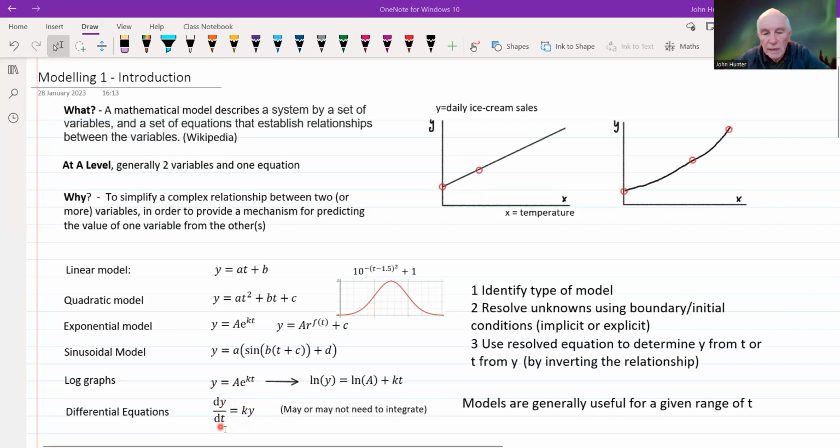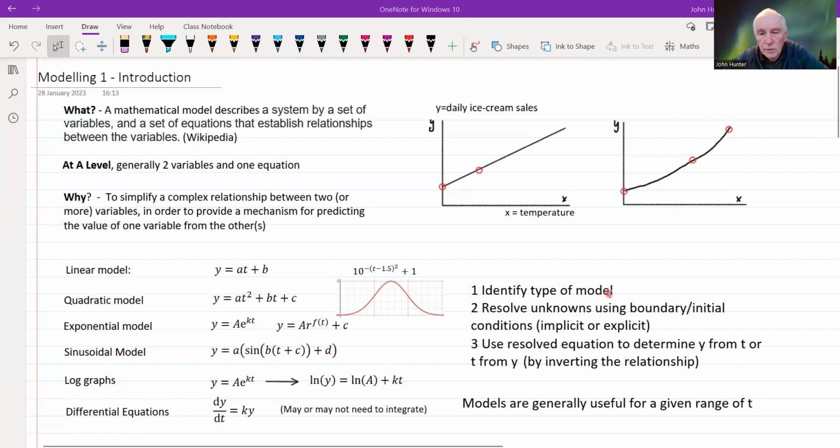Now, if we want a relationship between y and t, then we would have to use calculus and integrate. But not all problems like this actually require us to integrate, because sometimes we're not actually asked for values of y, we're actually asked for values of the rate of change of y. So we can see this as almost a separate variable. So there we go.